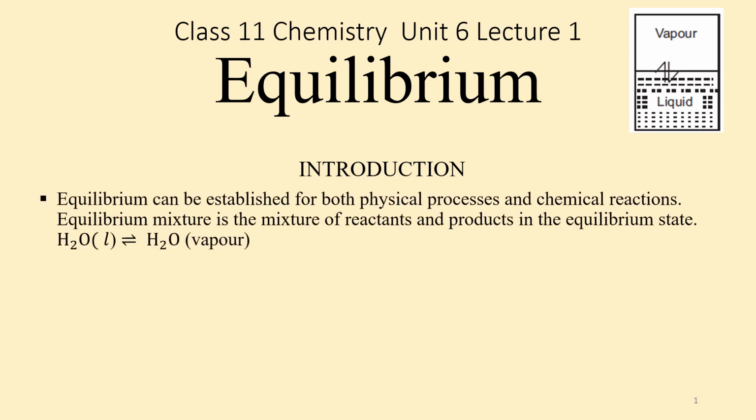Equilibrium can be established for both physical processes and chemical reactions. Equilibrium mixture is the mixture of reactants and products in the equilibrium state.